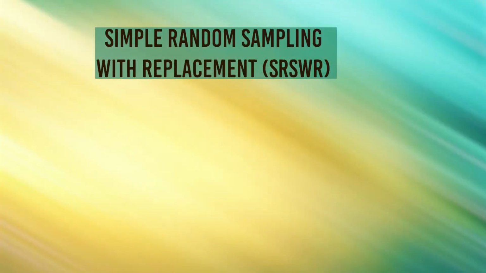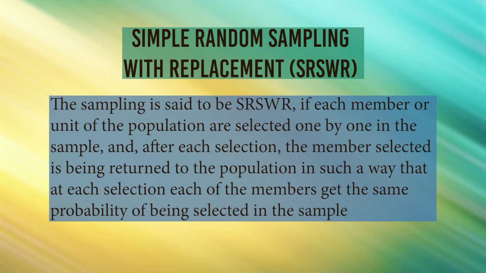We call it SRSWR, that is, simple random sampling with replacement, if each member or unit of the population is selected one by one in the sample, and after each selection or drawing, the member selected is returned to the population in such a way that at every drawing, each of the population members gets the same probability of being selected. The formal definition you can see on your screen.